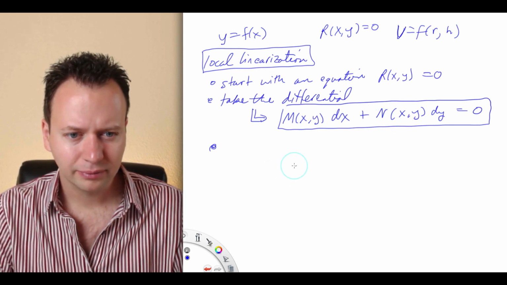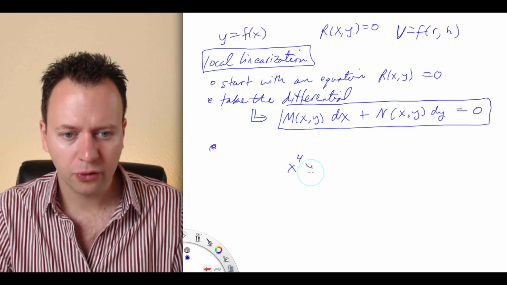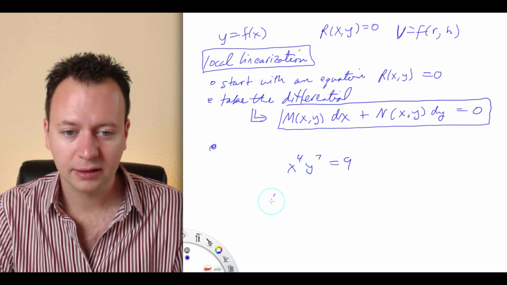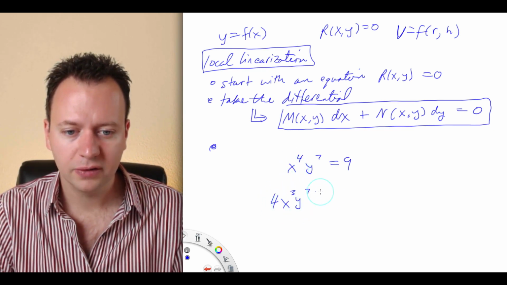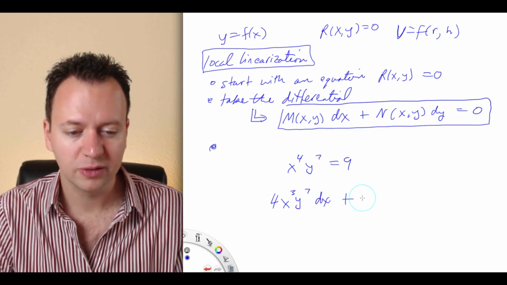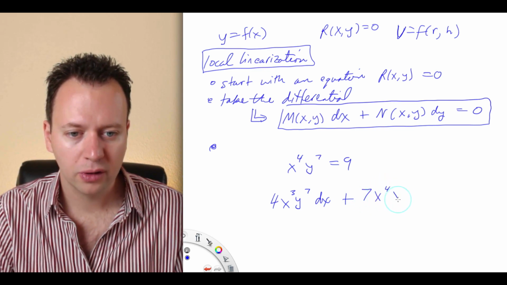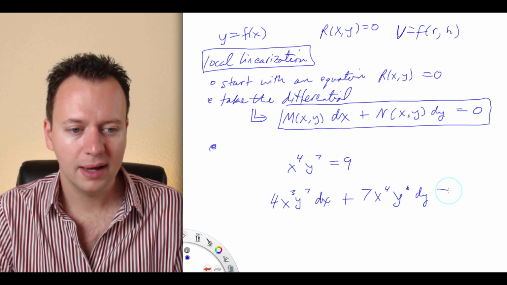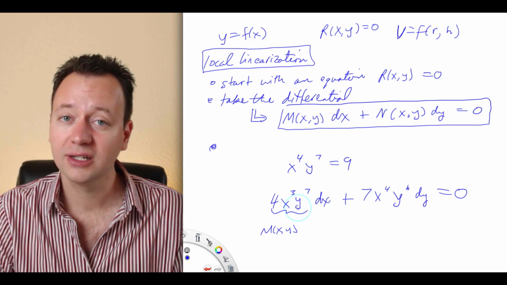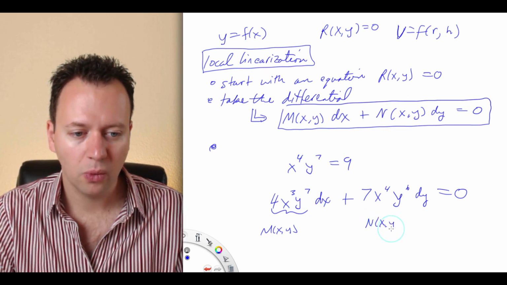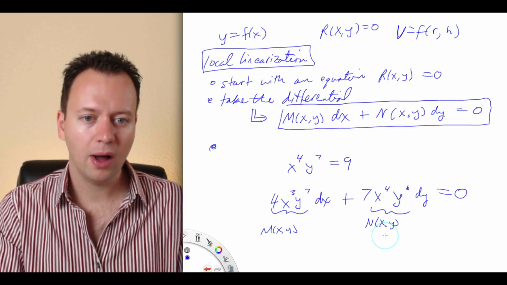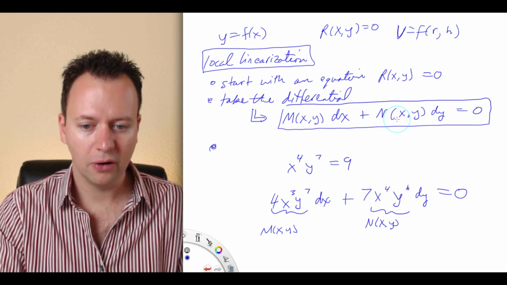So for example, if we have x to the 4th, y to the 7th equals 9, the differential is going to be, okay, derivative with respect to x, 4x cubed, y to the 7th, multiplied by the dx, product rule, so plus derivative with respect to y, 7x to the 4th, y to the 6th, dy equals 0. So here, m of x and y would just be the 4x cubed y7, and n of x and y would just be this stuff. In general, you always get something times a dx plus something times a dy, so there it is.